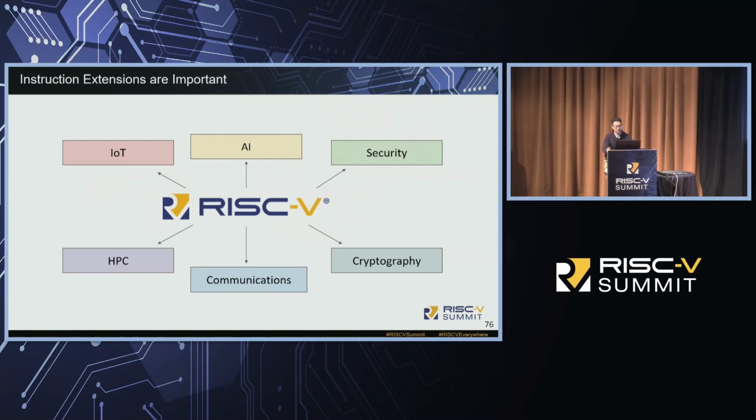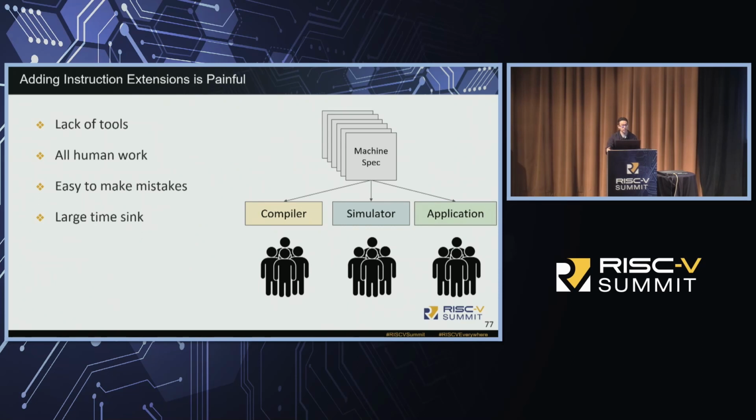So I think it's safe to say that one of RISC-V's greatest strengths is its modularity, allowing instruction extensions to be added to it to target a myriad of domains. This includes areas such as AI, high-performance computing, and cryptography. However, adding instruction extensions is a painful process.